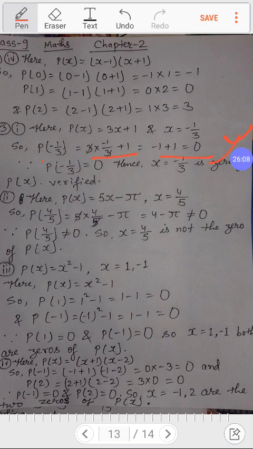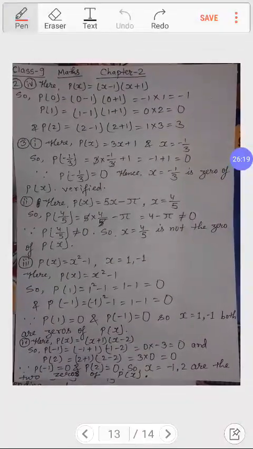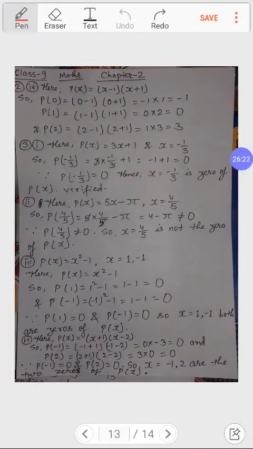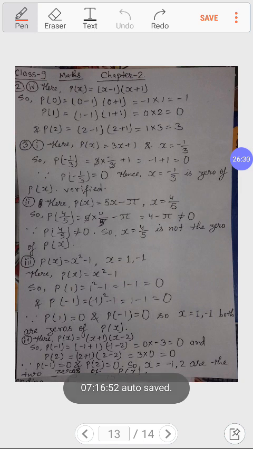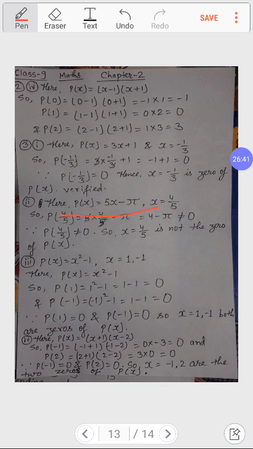So what we can write? P of minus 1 by 3 is equal to 0. So for the value minus 1 by 3, the polynomial becomes 0. Therefore, what we can write? X is equal to minus 1 by 3 is a zero of Px. It has been verified because after keeping the value we got 0. Now if you will see question number 2 over here, the question was Px is equal to 5x minus pi and x value is given 4 by 5. So in place of x we have to keep 4 by 5.